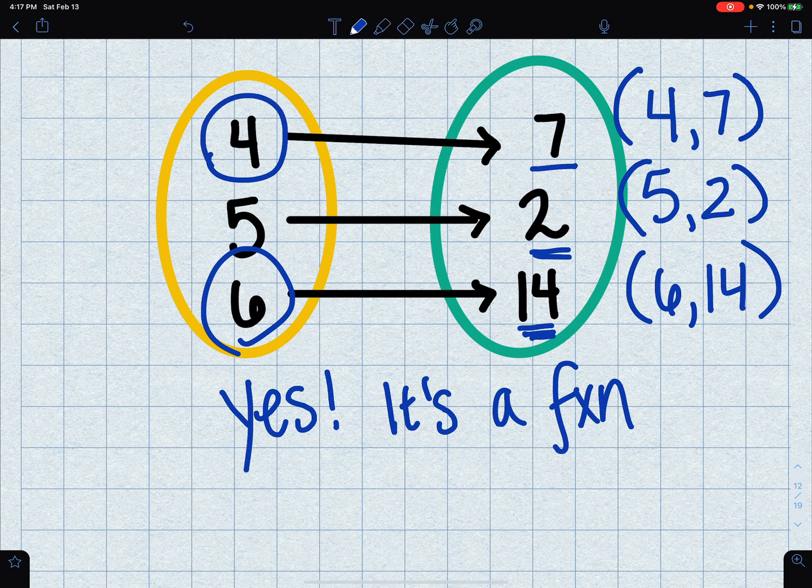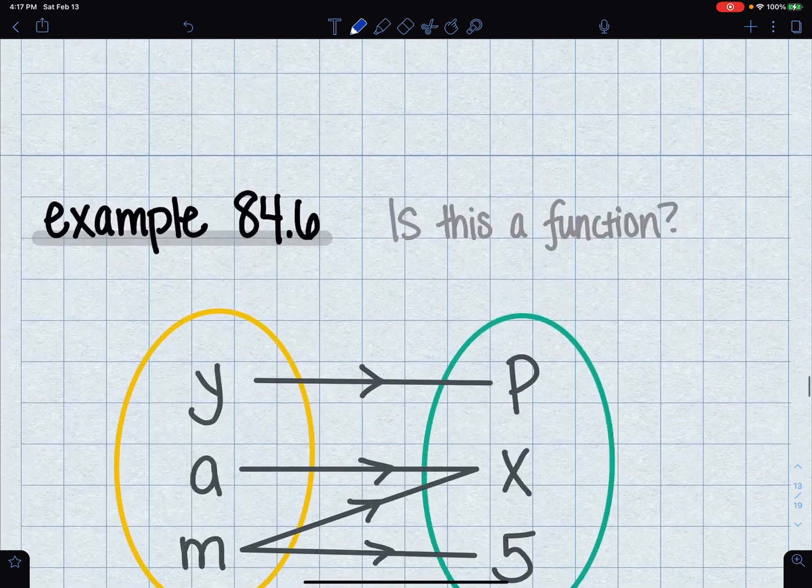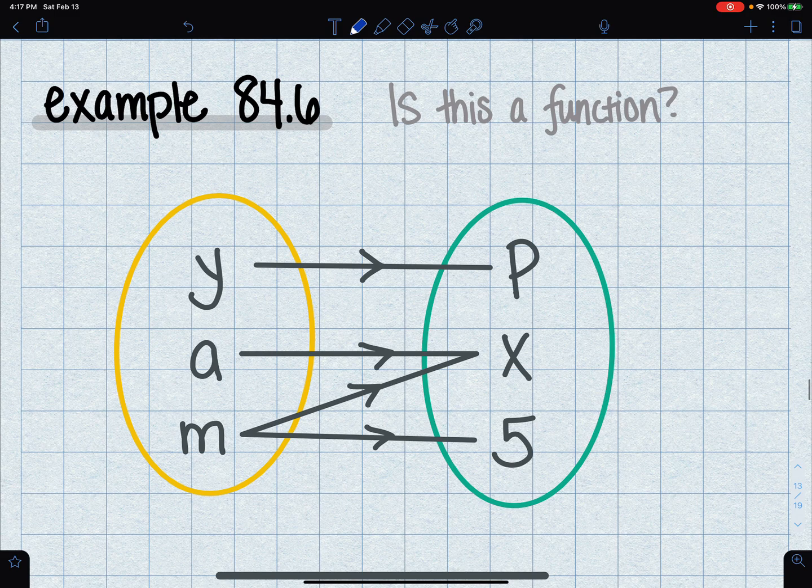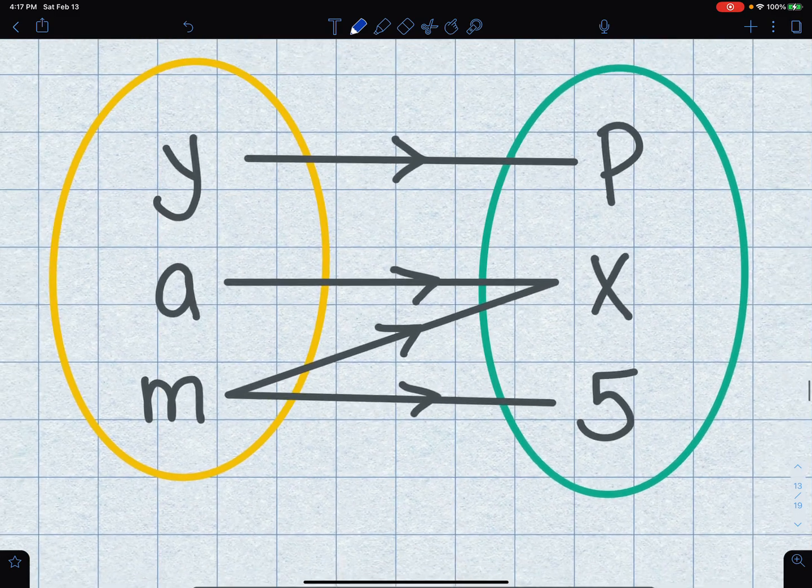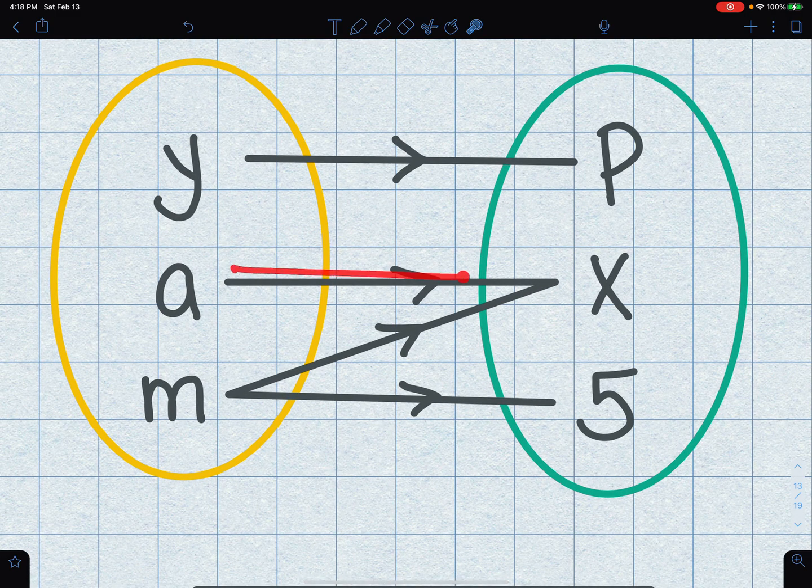So once you put in an x, then you have an image, because now you have 2 points, an x and a y. All right. Let's do the next one. 84.6. Is this a function? Now, this is looking a little bit concerning right here. Like, what is happening here?